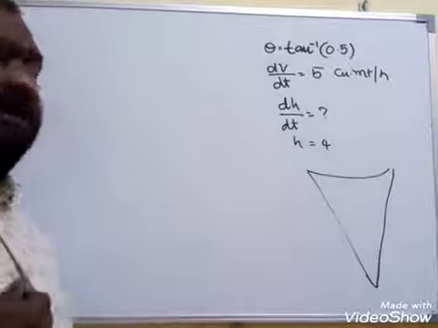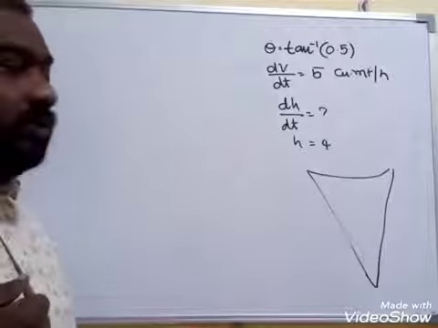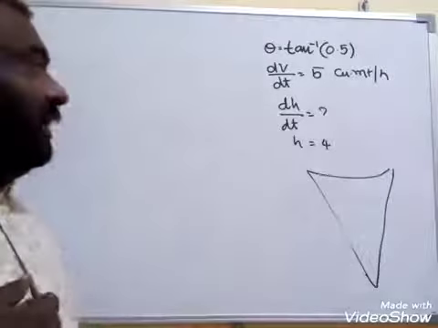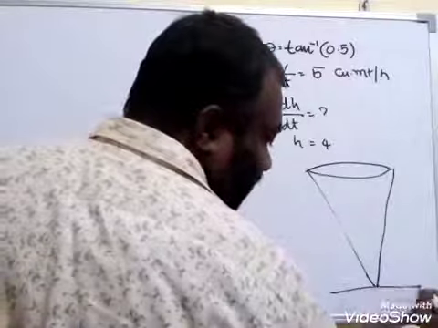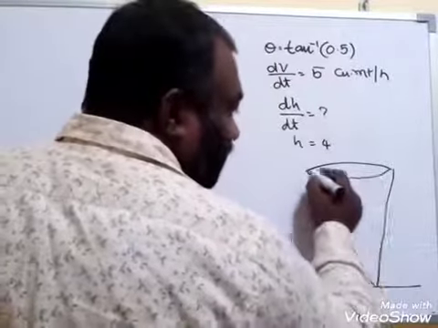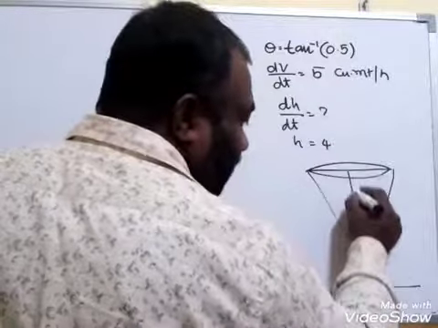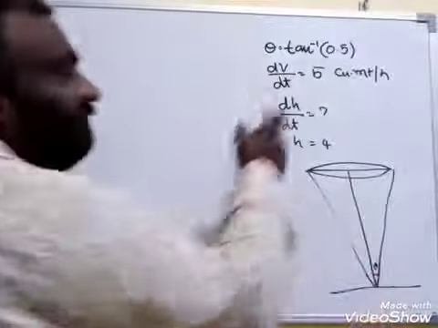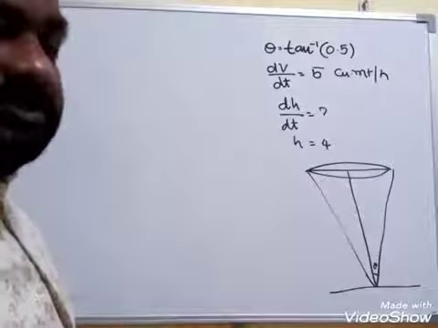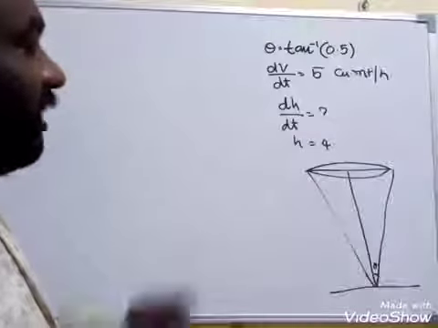What are the problems? Again, a cone problem is there. What does a cone problem mean? A water tank in the shape of an inverted cone is given, and the semi-vertical angle of the cone, theta, is given as tan inverse of 0.5.